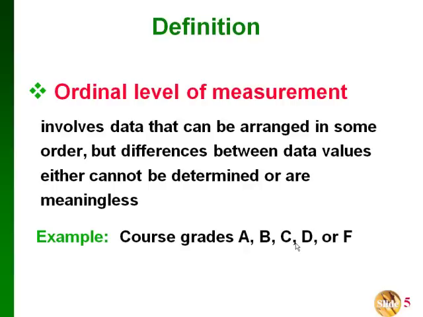An example of this would be course grades, A, B, C, D, or F. You can put that in an order, but you can't tell the difference necessarily between one person's percentage grade if they got an A and another person's percentage grade if they got a B.